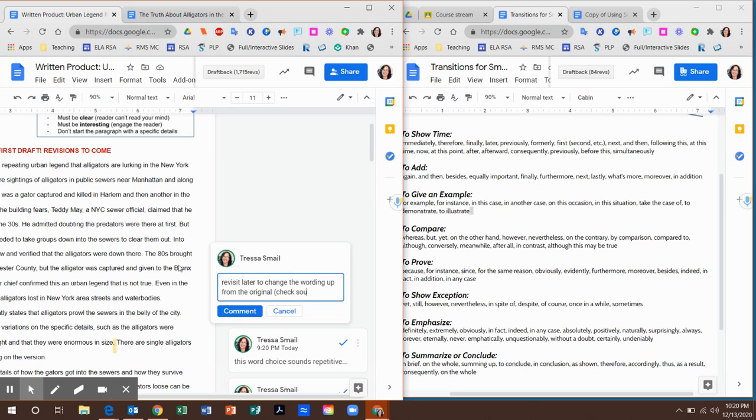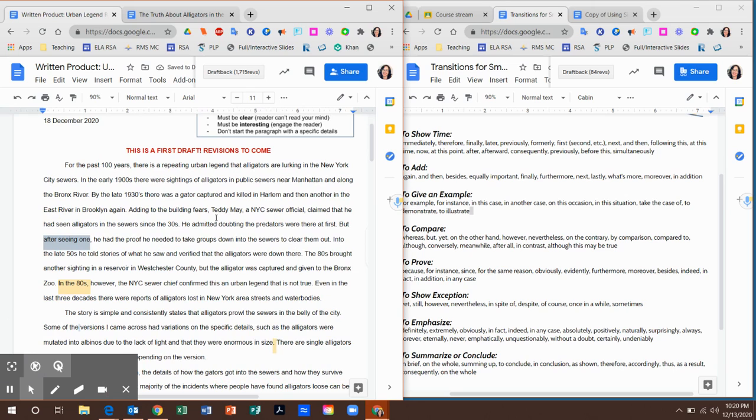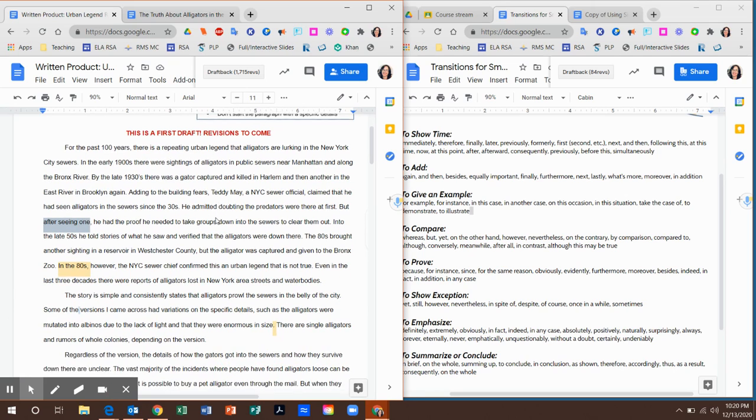And I'll put "check the source" to remind me why. I was feeling that might be a little too close to the original. So I'm going to keep going to focus on the transitions.